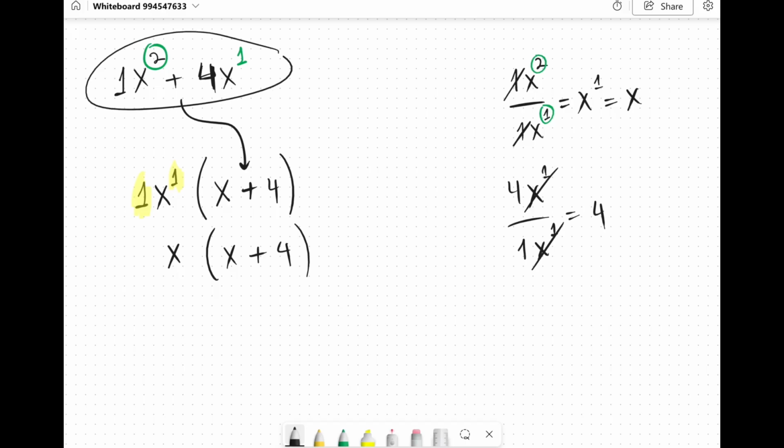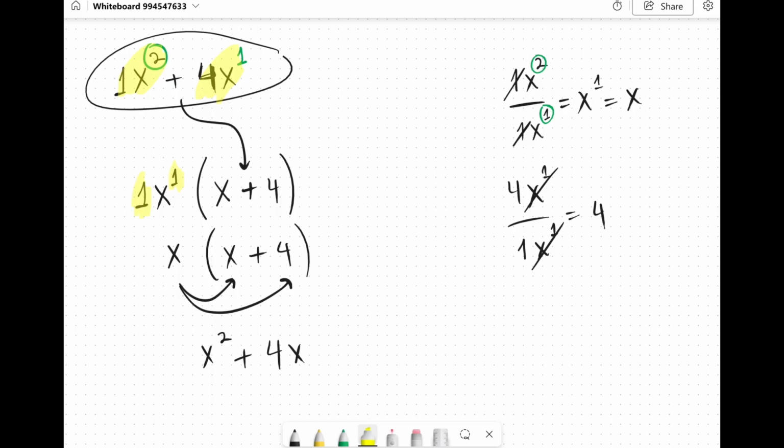To check this work, you can simply distribute this x back inside and see if you get what you started from. So x times x is x squared, and x times 4 is 4x, and that is in fact this x squared and this 4x. So we did the factoring correctly.